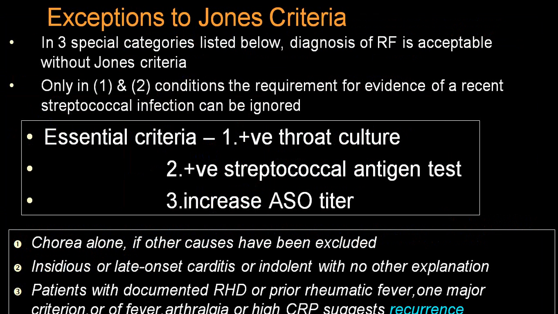There are certain exceptions in the Jones criteria. There are 3 special categories where diagnosis of rheumatic fever is acceptable without the Jones criteria, and the requirement of evidence of recent streptococcal infection can be ignored. That is throat culture, streptococcal antigen test, and increased ASO titer. The 3 conditions are: first, chorea alone, if other causes of chorea are excluded; second, late onset carditis or indolent carditis with no other explanation; and third, a patient with documented rheumatic heart disease or prior rheumatic fever, where one major criterion, or fever, arthralgia or high CRP suggests recurrence. These are the three conditions which are exceptions to using the Jones criteria.